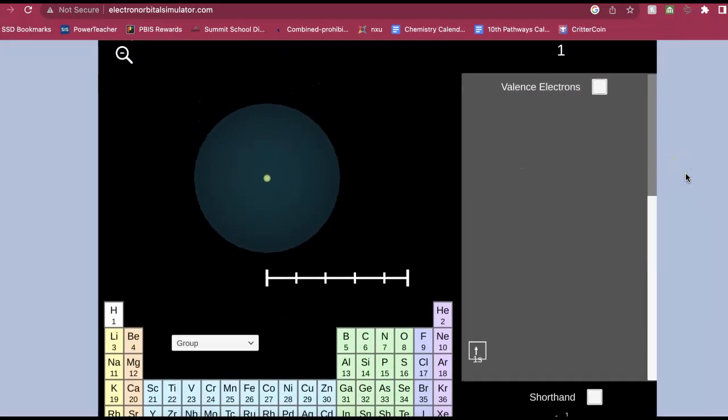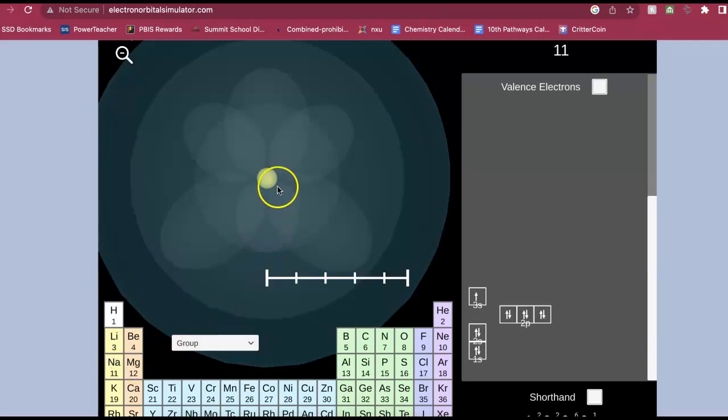And how it works is you can click your element. So we just built sodium. Okay, so sodium, you can see that light cloud in there. That's the first s orbital. This is my second s orbital. And this is my third s orbital, right? They're all stacked on top of each other. So those are all my s orbitals. And here's even the diagram over here. So you have this to look at.